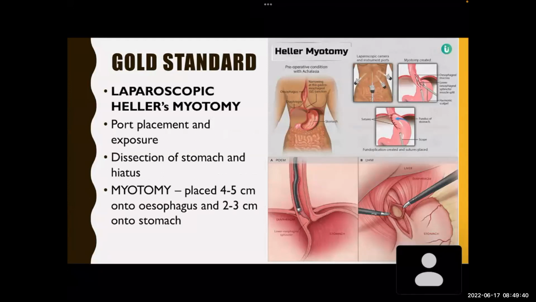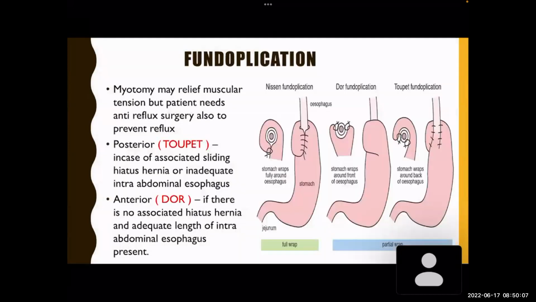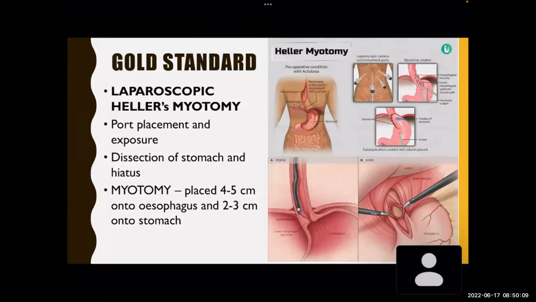The port placement and exposure should be done, and the dissection of the stomach and hiatus should be done. And then we have to do a myotomy, placed 4 to 5 centimeters onto the esophagus, and 2 to 3 centimeters onto the stomach also. So these are the things. You can see the mucosa bulging out. The incision has been given. The myotomy has been done. The circular muscle fibers have been cut. We won't cut the longitudinal muscle fibers; we will cut the circular muscle fibers. You can see the laparoscopic camera and instrument ports, how it has been done.